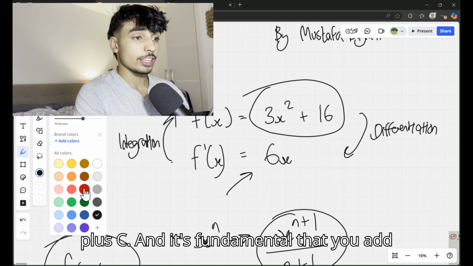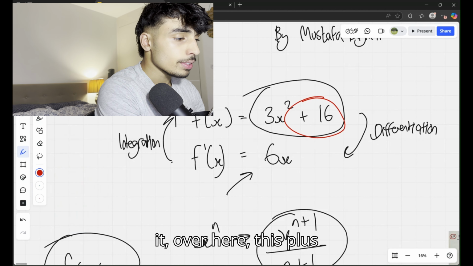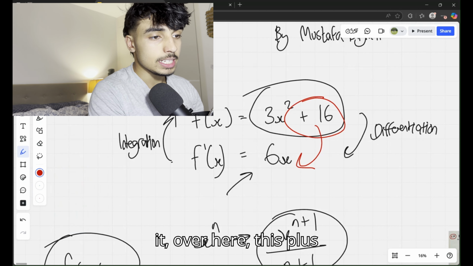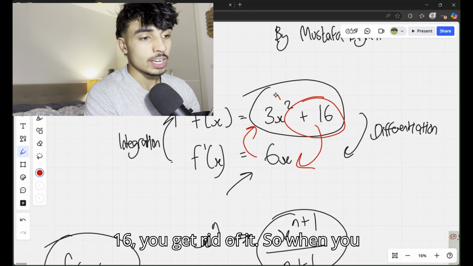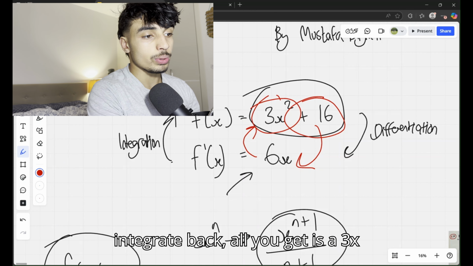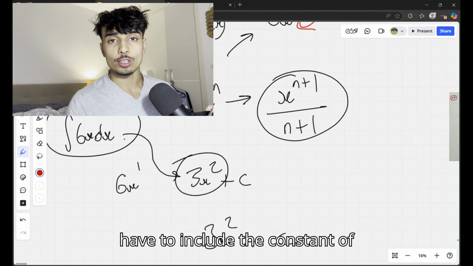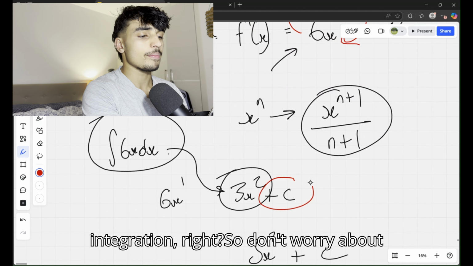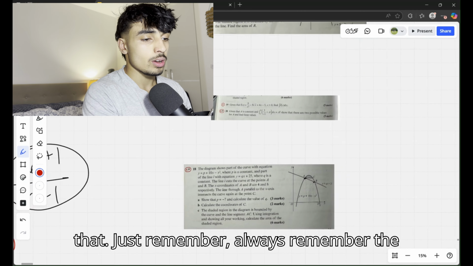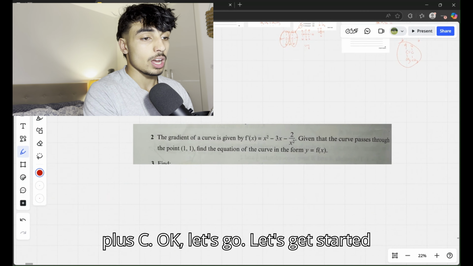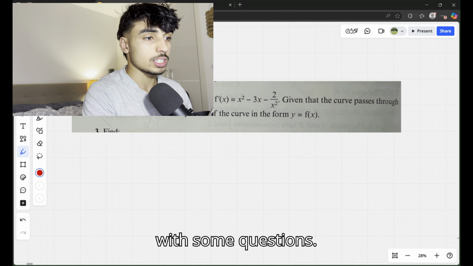It's fundamental that you add the plus c, because if you think about it, over here, this plus 16, you get rid of it. So when you integrate back, all you get is 3x squared. So to include the plus 16, you have to include the constant of integration. So don't worry about that. Just always remember the plus c. Okay, let's get started with some questions.